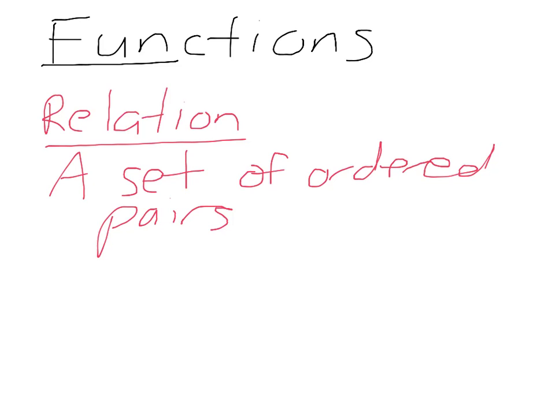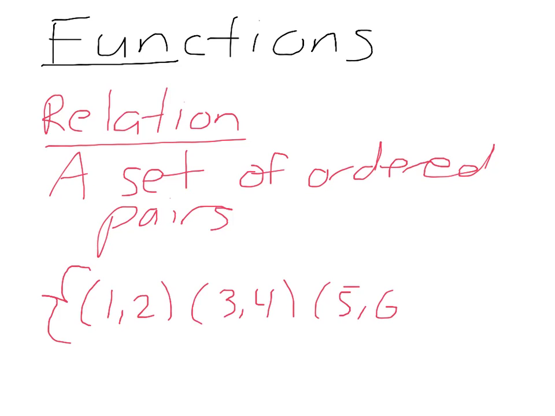So, for example, I might do this. (1, 2), (3, 4), (5, 6), and (7, 8). Let's say that's my set of ordered pairs. Now, that is a relation. Within the ordered pairs, we have an x and a y in each ordered pair, but there are special names for that.